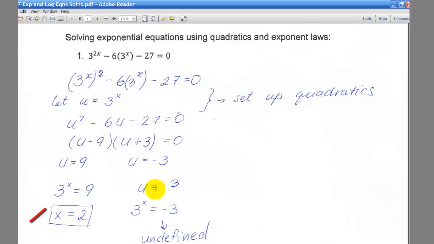Same thing here, except 3 to the power of x equals negative 3. And we all remember that we can't take log of a negative number. Nothing to any power will give me negative 3. So this solution is undefined. Our only root for this equation is x equals 2.